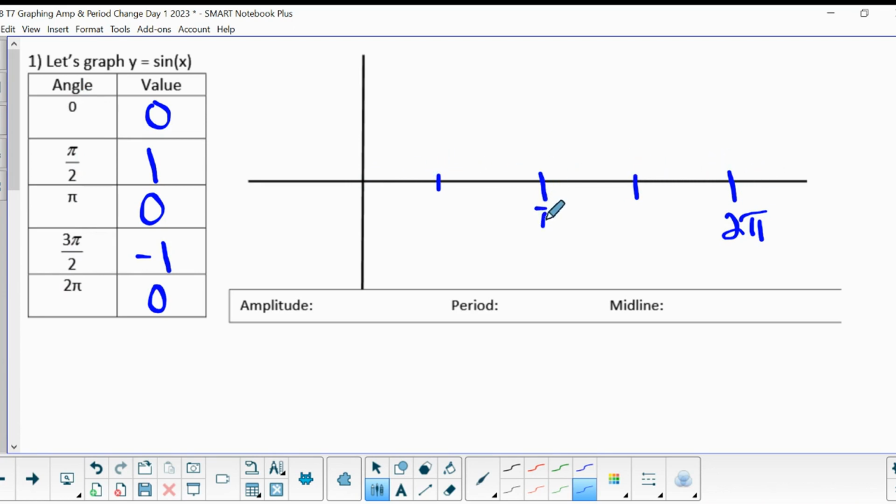And the other markings will all be like cutting the regions in half. So I cut 2 pi in half and got pi. I cut pi in half and got pi over 2, and then this one is 3 pi over 2.